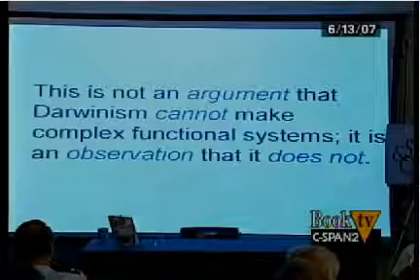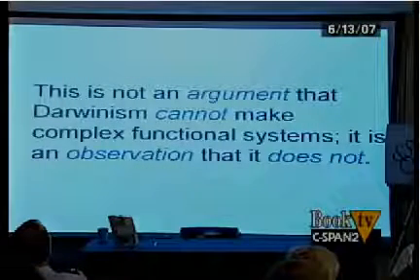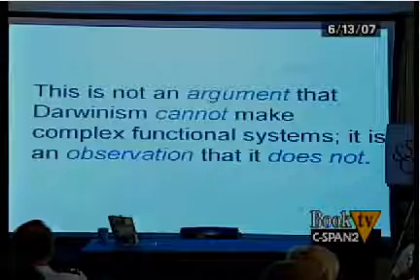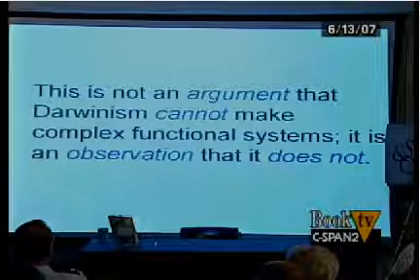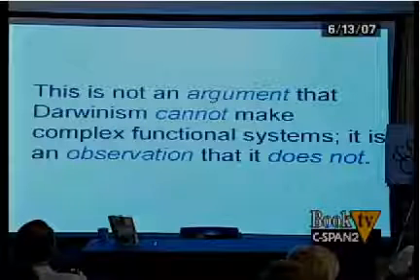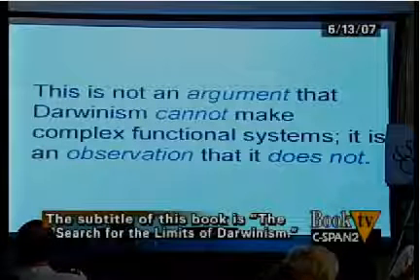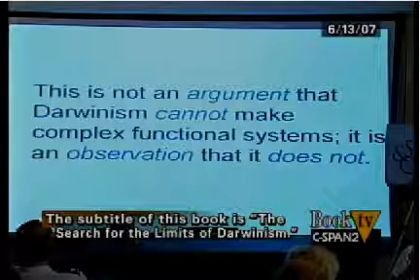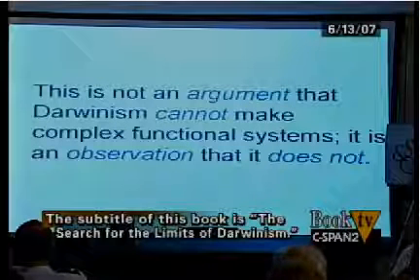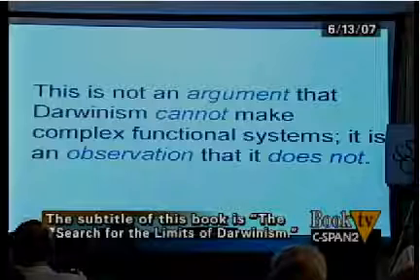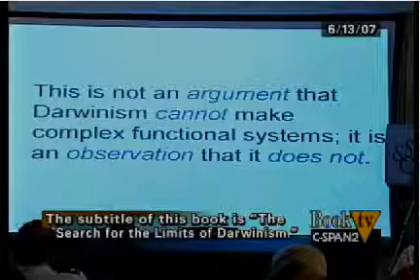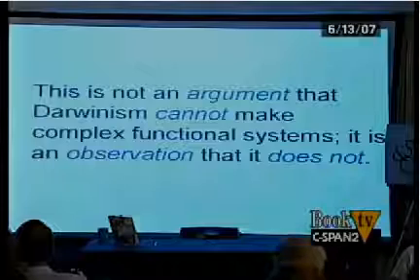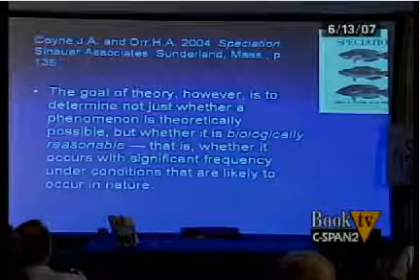And again, I'd like to emphasize that what I'm doing here is not arguing that Darwinism cannot make complex functional systems. The data on malaria and the other examples are an observation that it does not. And in science, observation beats theory all the time. So Professor Dawkins can speculate about what he thinks Darwinian processes could do, but in nature, Darwinian processes have not been shown to do anything in particular.